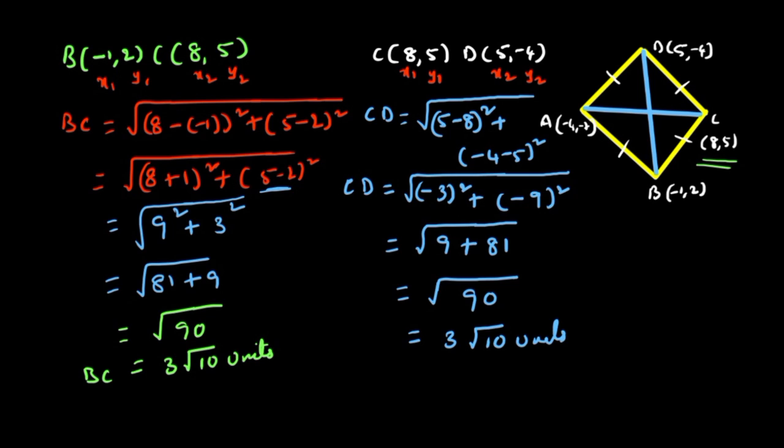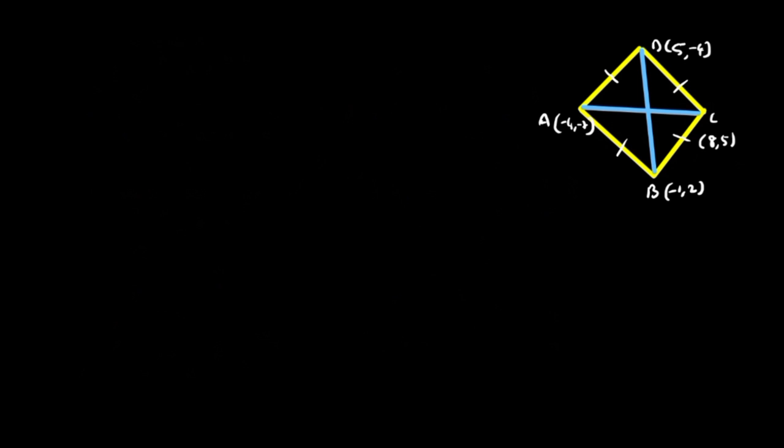So here we got CD also 3 root 10 units. Next we should find what is the length of AD. What is A given here? A is minus 4, minus 7, and D is 5, minus 4. So what is AD length? This one is the AD, okay?